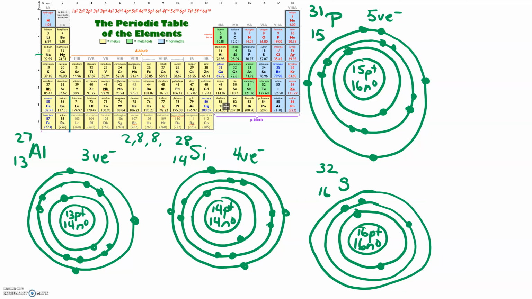And let's do our 8 dots right here. And I have how many left? I have placed 10. I have 6 to go. 1, 2, 3, 4, 5, 6. Sulfur has 6 valence electrons.